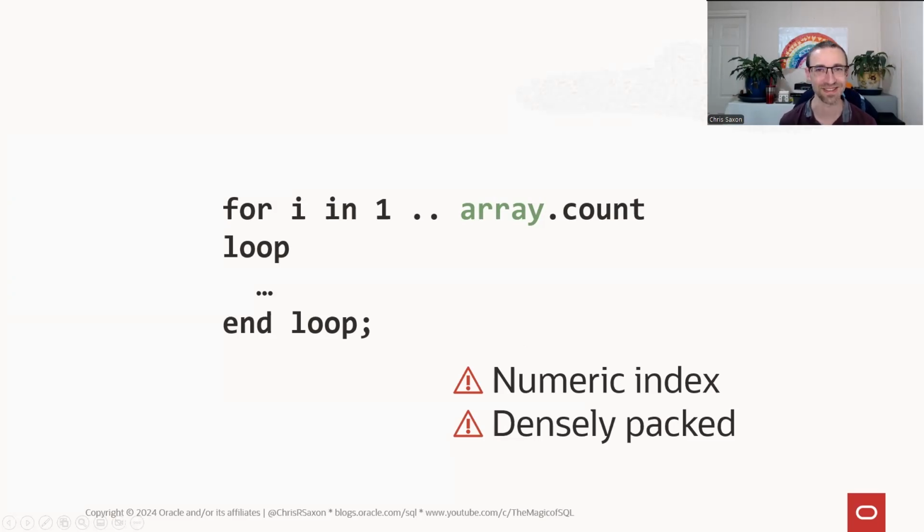And then critically, this doesn't work for our countries array. Why? Because it's indexed by varchar, it's indexed by string, so we cannot do that, and we had to do that loop code that we had before.